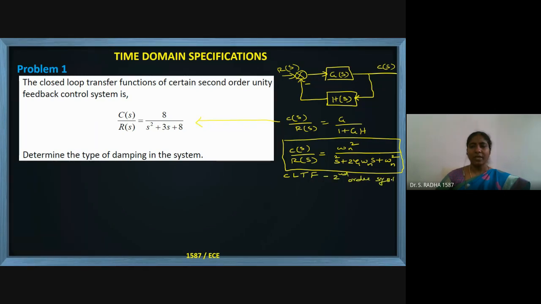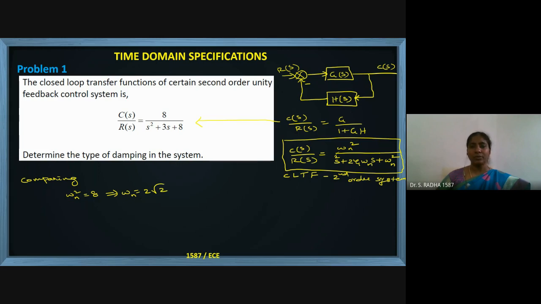Now you can compare this with the given equation. After comparing, we will get omega n square. We have a value of 8. Compare these two equations, the boxed RHS and the given question RHS. In the place of omega n square we have 8. If you apply square root on both sides, omega n value equals 2 root 2.